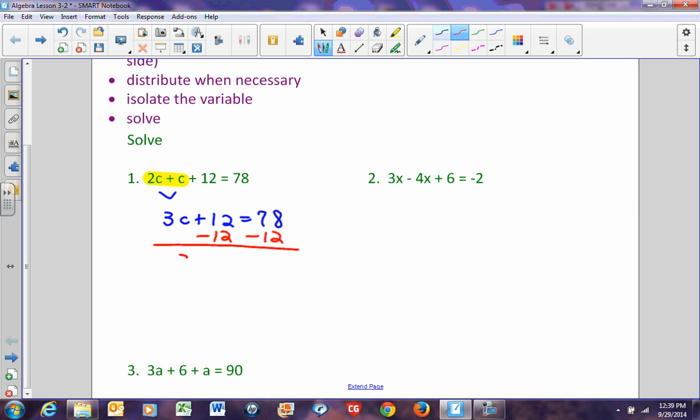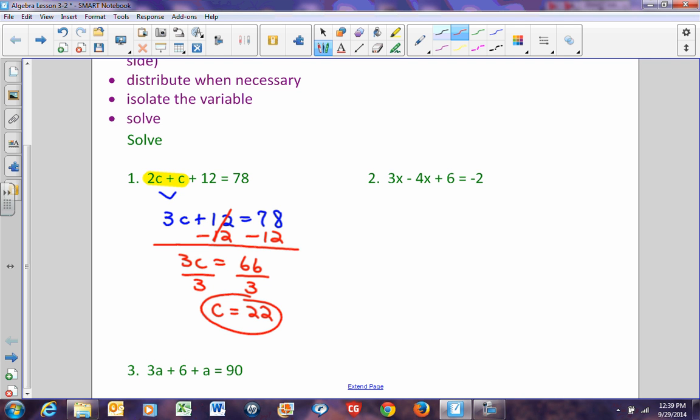I now have 3c equals 66. Divide by 3, and c equals 22. Again, I can check my answer by plugging 22 back in for c in the original equation, and I would know if I was right or wrong. Let's look at equation number 2.